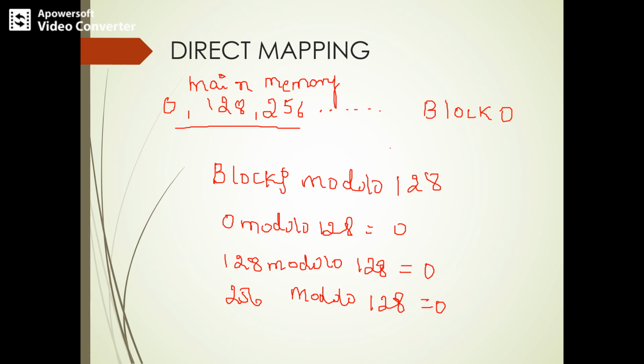So I can say that block 0 of the main memory is mapped into block 0 of the cache. Block 128 of the main memory is mapped into block 0 of the cache, and the 256th block from the main memory is mapped into block 0 of the cache. Here we can clearly observe that more than one block is mapped into the same block within the cache, so there will be a chance of contention, or a problem of contention may arise with respect to direct mapping.